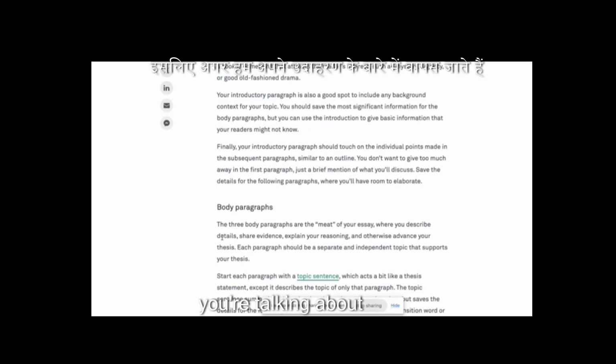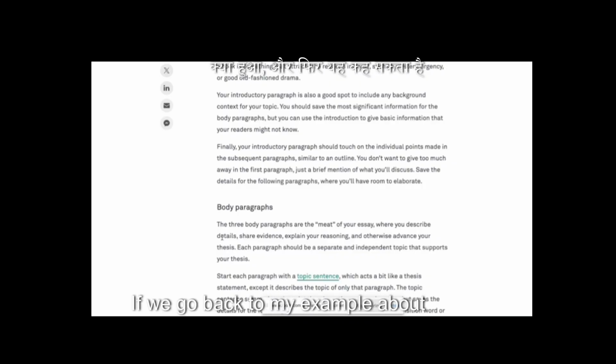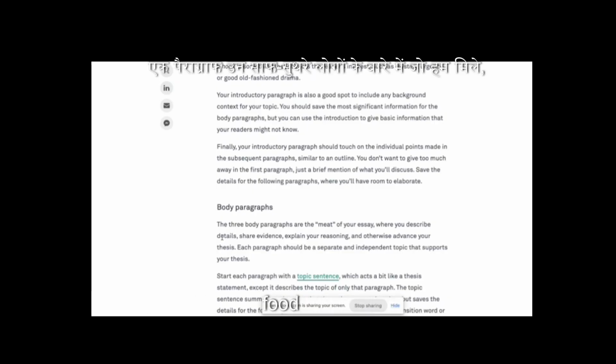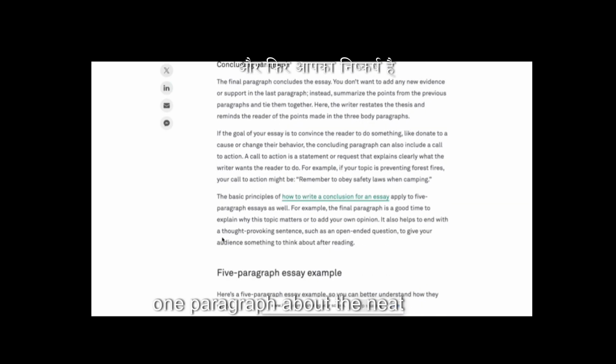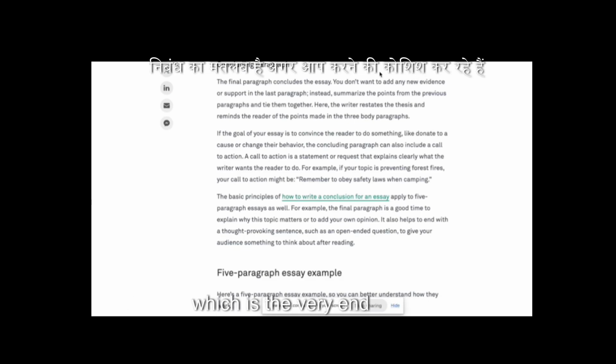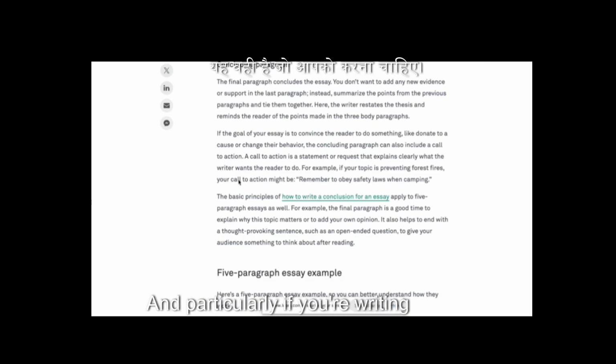So if we go back to my example about the birthday party, you talk about the birthday party, where it was, what happened, and then it could say it was just really a great party. And then each of those paragraphs would talk about why it's a great party. There could be a paragraph about food, about having fun, dancing, one paragraph about the neat people we met, that sort of thing. So that's your body paragraphs. And then you have your concluding paragraph, which is the very end. And particularly if you're writing a persuasive essay, meaning if you're trying to get someone to do something, that's when you say, this is what you should do.